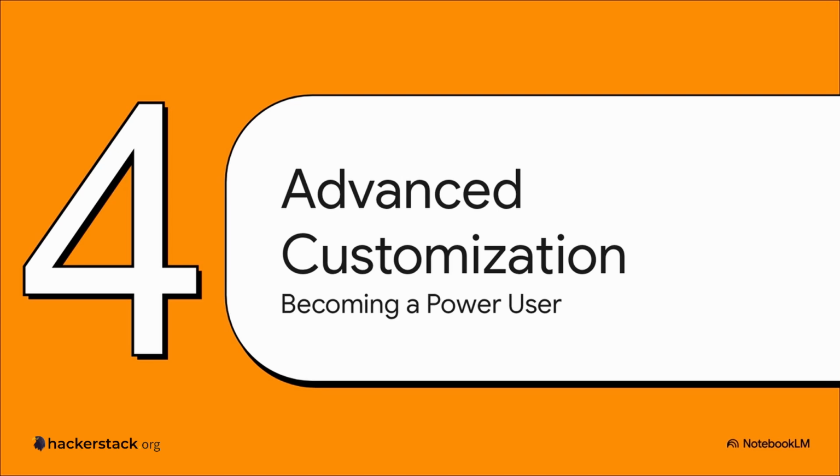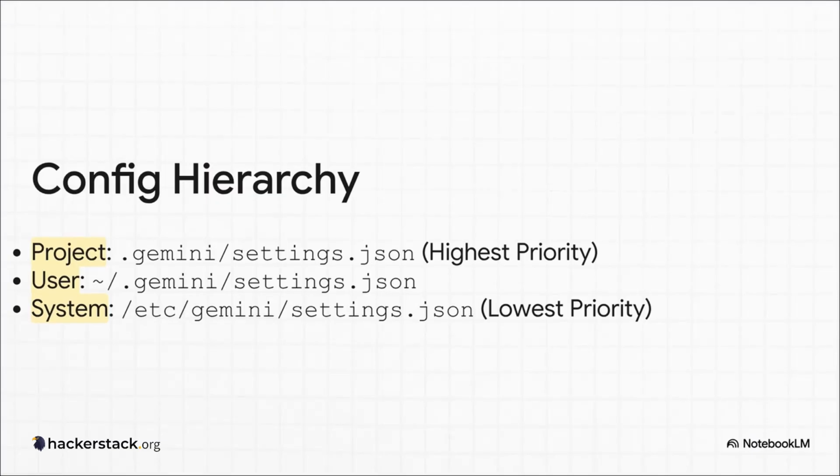Okay, now that we've got the super important privacy stuff sorted, let's get back to the fun part. This is where we go from just being a user to becoming a true power user. The way Gemini handles its settings is actually really smart and gives you a ton of flexibility. You can set rules on 3 different levels. The settings in your specific project folder have the highest priority, which is perfect for team collaboration. Those will override your personal user settings, which in turn override the system-wide defaults. It's a waterfall system, and the most specific one always wins.